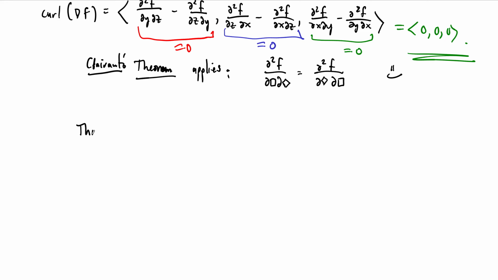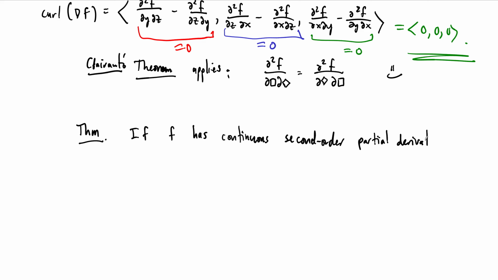And so what we end up with is this theorem. It says the following. If f is differentiable and has continuous second order partial derivatives on a domain, let's just say on a domain D, or E I guess we called it, then the curl of its gradient field is always equal to the 0 vector field. Okay?